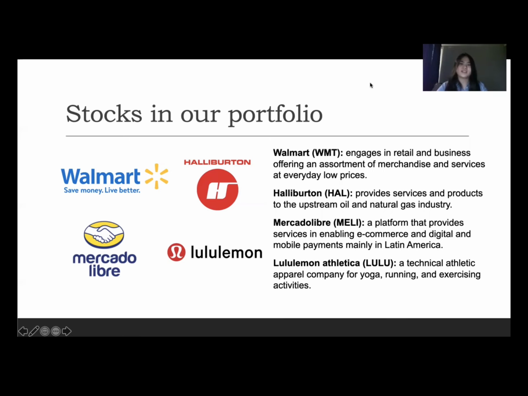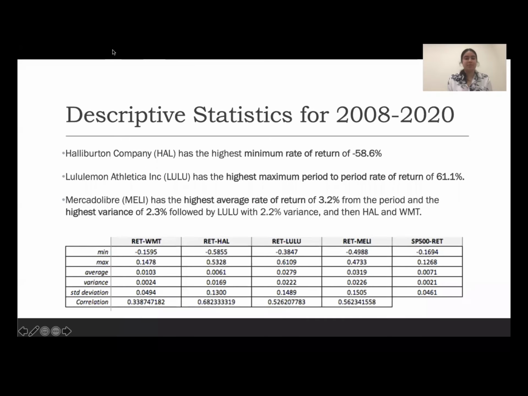running, and exercising activities. Moving on to the descriptive statistics, some of the highlights we see are that Halliburton Company has the highest minimum rate of return of negative 58.6%, and Lululemon has the highest maximum rate of return of 61.1%. On average, Mercado Libre has the highest rate of return of 3.2%, but it also has the highest variance of 2.3%. Now I will be passing it on to Sammy to talk about the various rates of return.